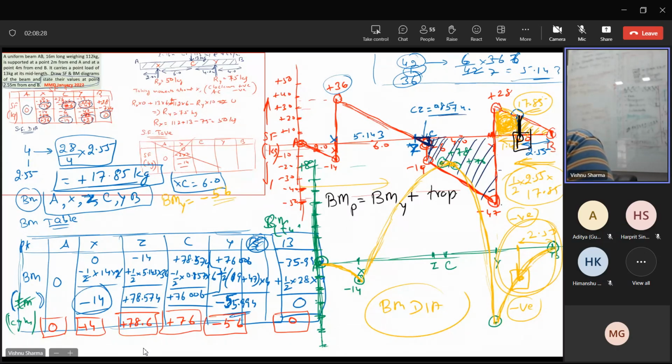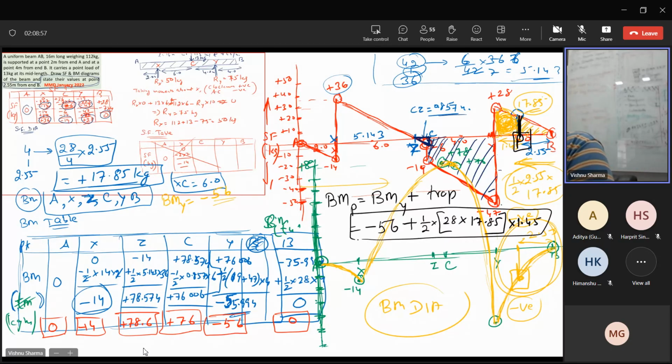What is BM at Y? BM at Y is minus 56, correct? What is the area of that trapezium? It is half into the sum of the parallel sides. One side is 28, other side is 17.85, into the distance between the two sides, 1.45. If you calculate this, you will get a negative BM automatically. That will be the BM 2.55 meters from end B, and the same you would have got had you taken that small triangle directly.